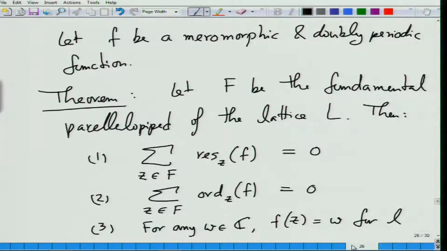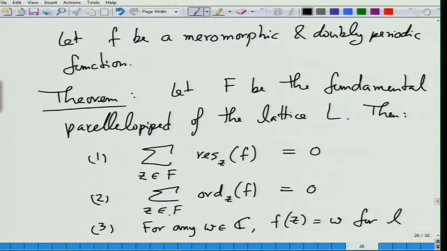This theorem says that if you sum over all points z in F and look at the residues of f at each one of these points, then the sum is 0. Recall what the residue of f at a point is: if you look at the power series or Laurent series expansion of f at that point, it is the coefficient of 1 over z. That's the residue. The sum of all the residues is 0.